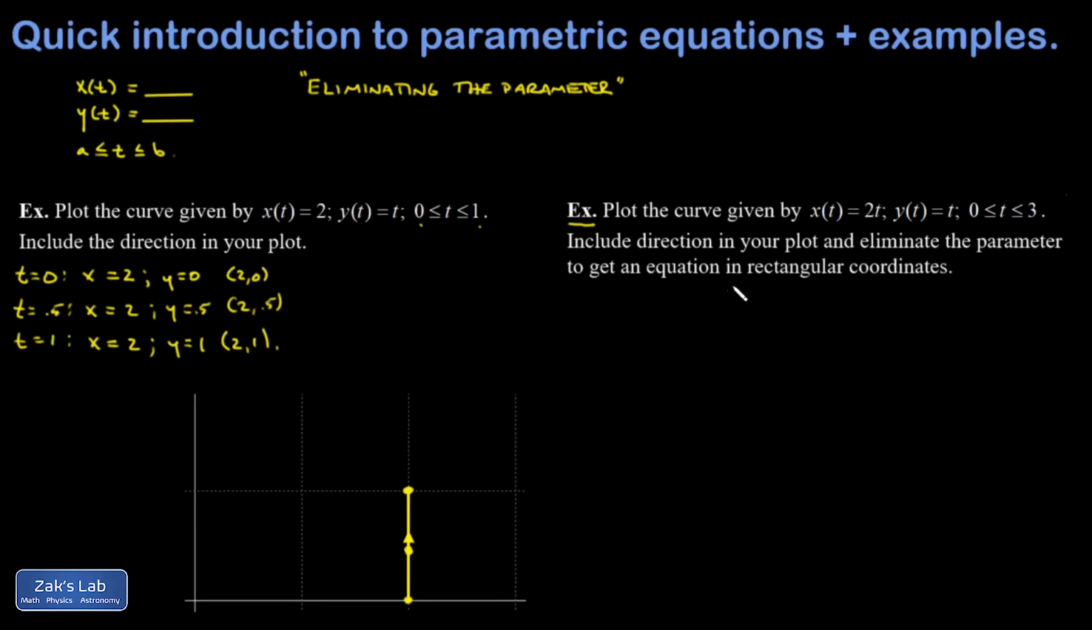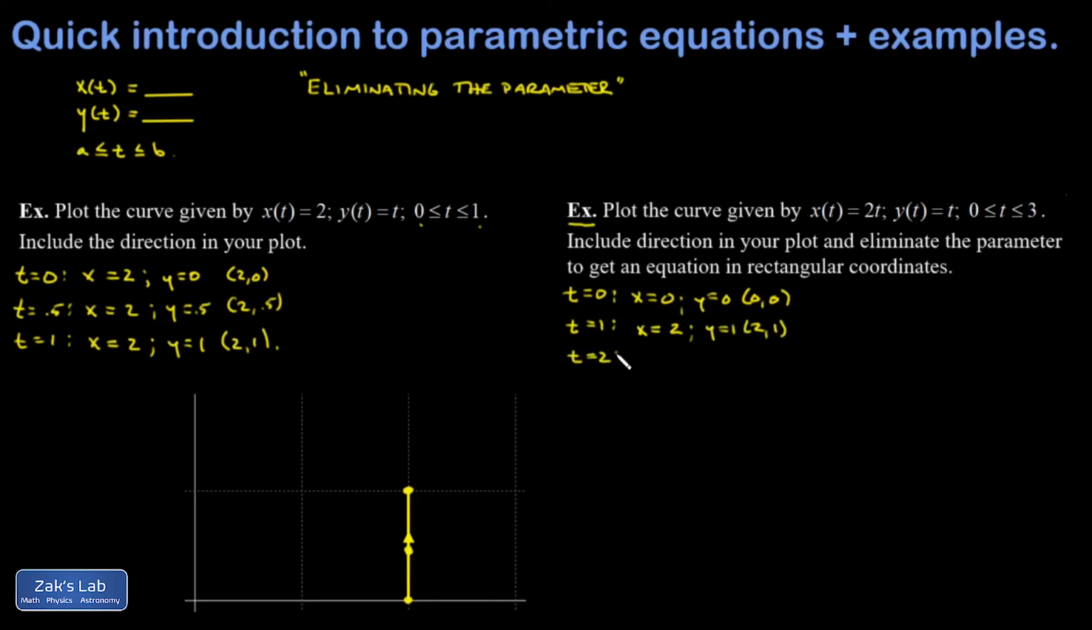In the second example, I have a slightly more complicated set of parametric equations. I have x of t equals 2t, y of t equals t, and t is going from 0 to 3. Just looking at a few points real quick, if I plug in t equals 0, I would get x equals 0 and y equals 0. So this thing starts at the origin. If I plug in t equals 1, I would get x equals 2. That's 2 times 1. And then y is 1. So I get the point 2, 1. So I move 2 spaces to the right and 1 space up.